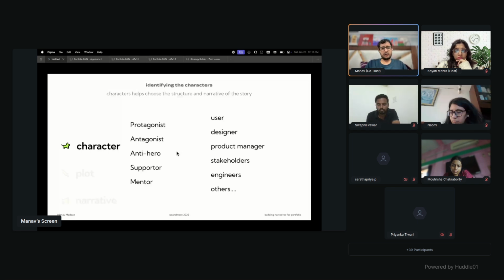And these are certain kinds of heroes. There is a protagonist, antagonist. There could be an anti-hero, could be a supporter, could be a mentor. There could be a villain also, right? So this is the first step, right?